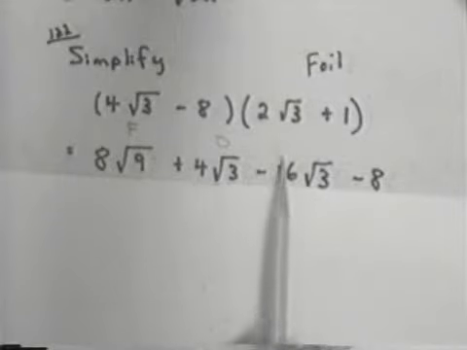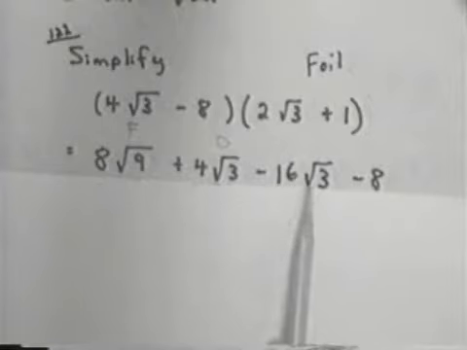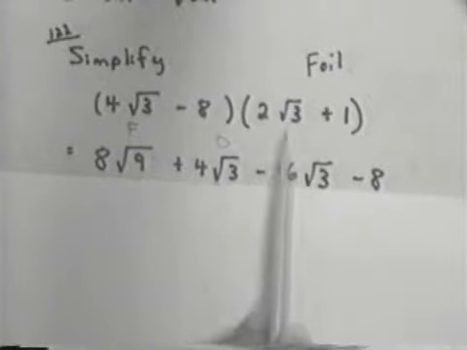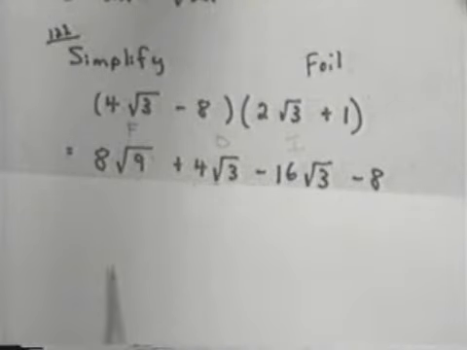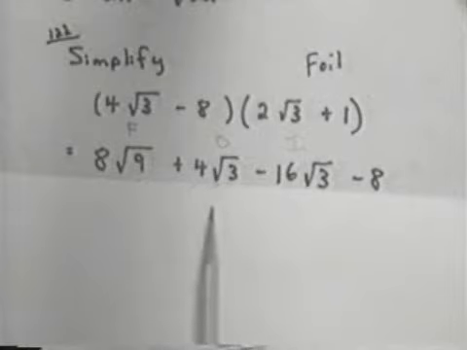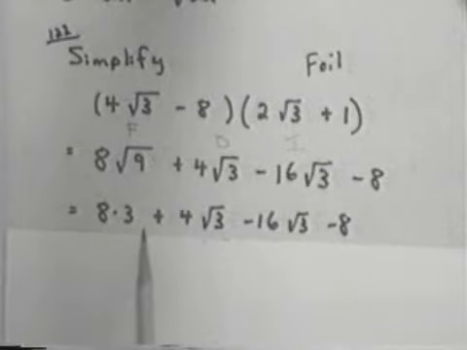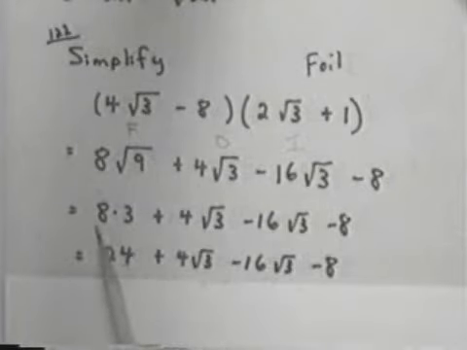Now I do the inside. A negative 8 times 2 is a negative 16. And then I have the square root of 3. So negative 8 times 2 times the square root of 3 is a negative 16 times the square root of 3. That's your inside. Finally, I do my last. A negative 8 times a positive 1 is negative 8. Now I take any roots that I can. I can take the square root of 9 to get 3. So we have 8 times 3, and I copied everything else exactly the same. I'm going to multiply, and I have 8 times 3 is 24. I copied everything else the same.